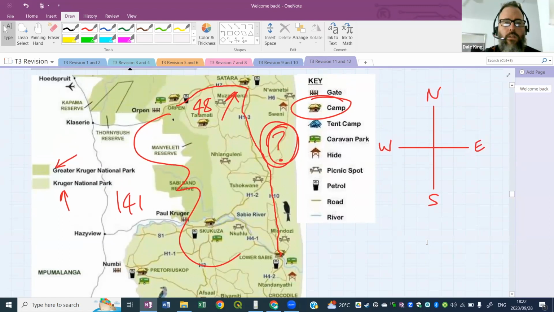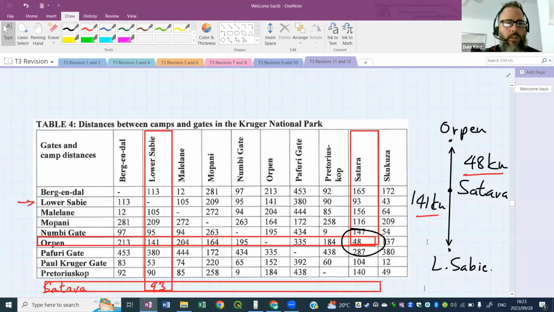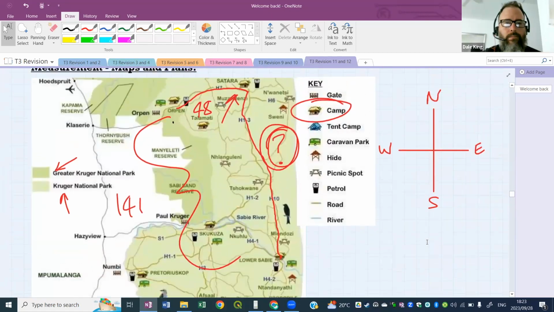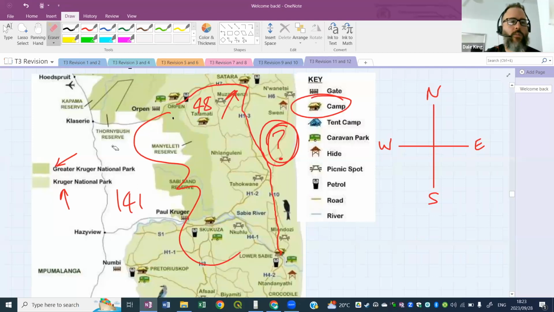What about Satara to Skukuza? We don't even have that. Oh, guys, I wish we could confirm it, but we can't. I'm going to move on. Don't want to waste too much time on this.